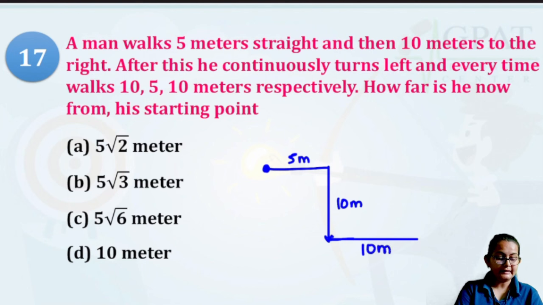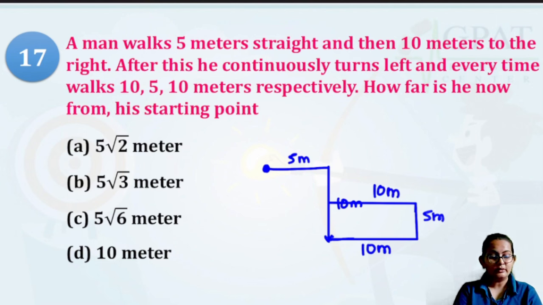Then he will again take left turn. He walks 5 meters. Again the left would be this one now. And he walked 10 meters again. So how is it forming?